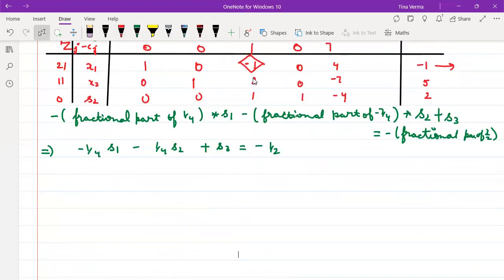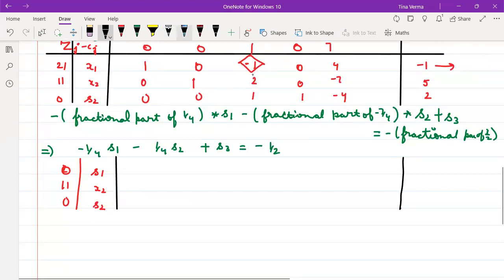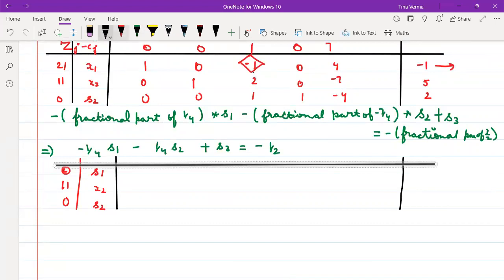Shall I write the next table? So here x1 will be replaced by s1. Here it will be x2 and it will be s2. This will be your 0, 11 and 0. So the entries here will be, coming as minus 1, 2, 1. This is coming as 0, 1, 0. This variable will be 1, 0, 0.